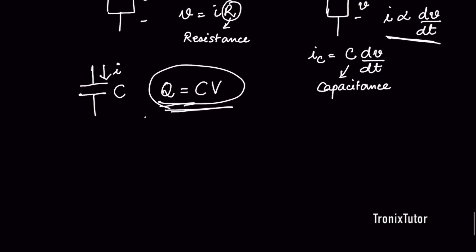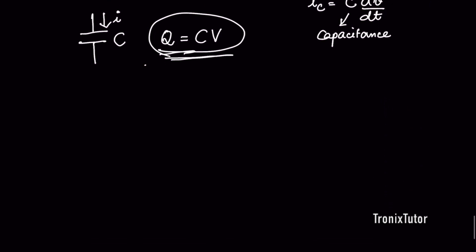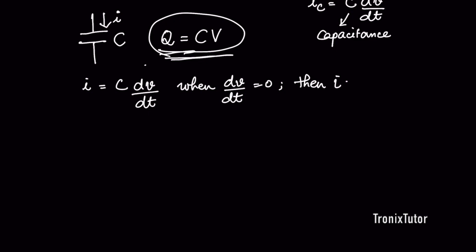Now the curious thing about the capacitor is that because I is equal to C dV/dt, when dV/dt is 0, then current is equal to 0. Which means that when you have a DC voltage applied to a capacitor, then no current flows through the capacitor, or you can assume that the capacitor is an open circuit for DC voltages.